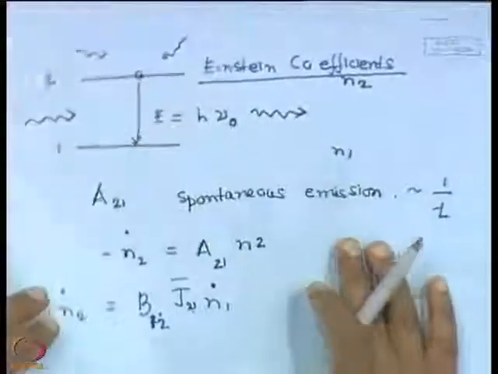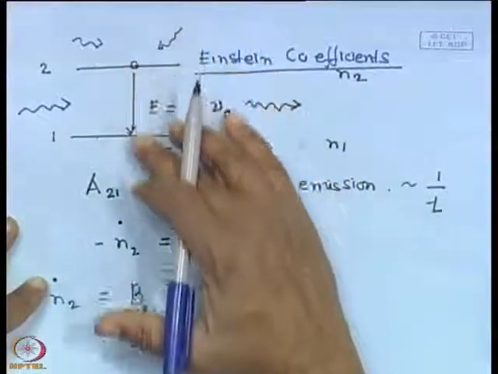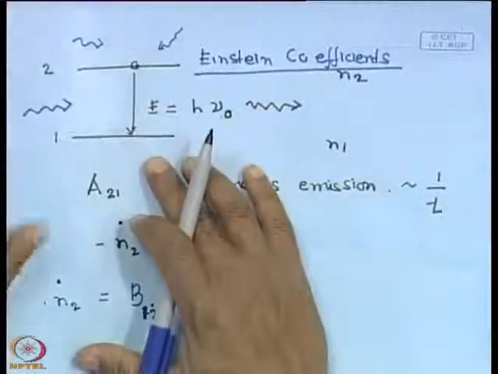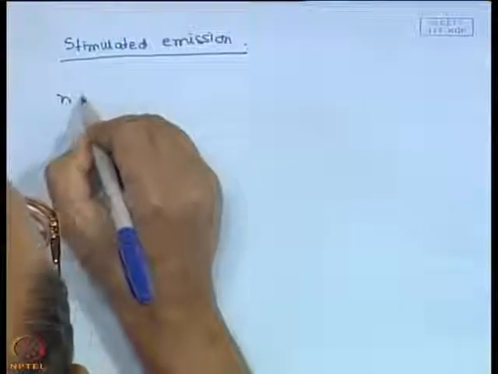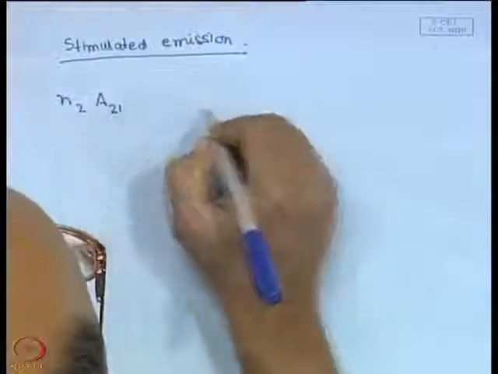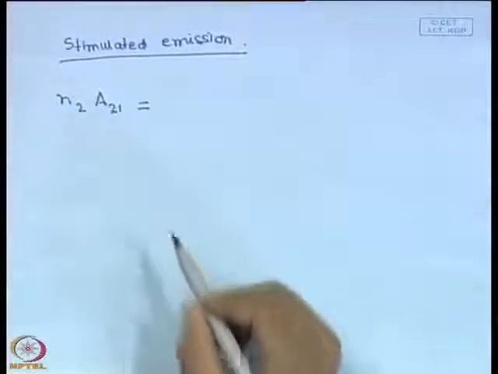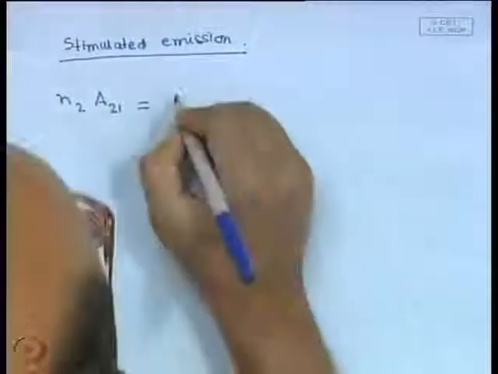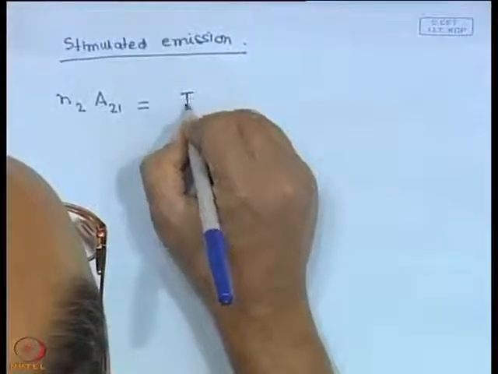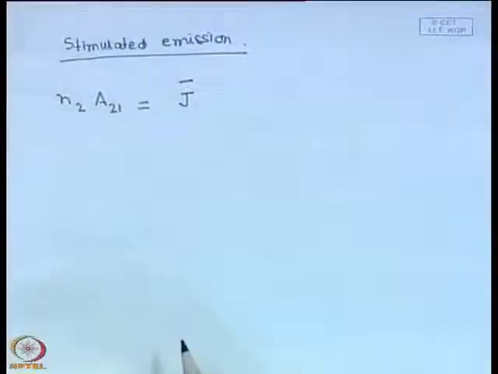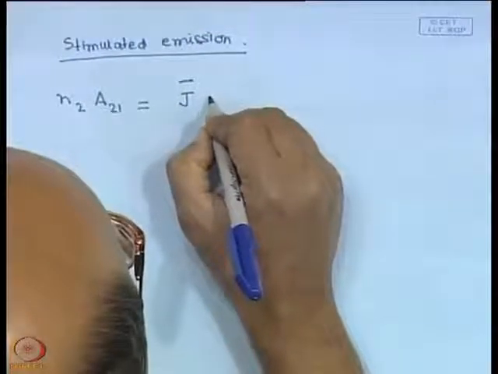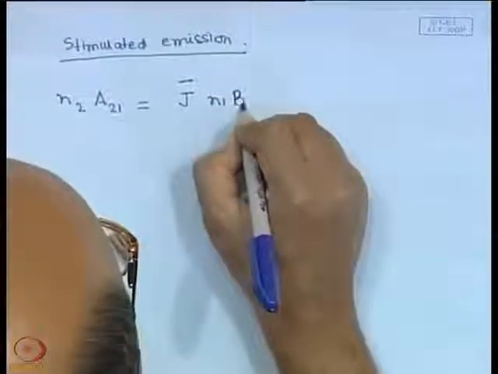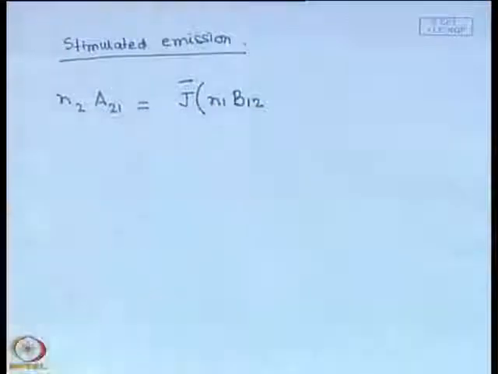So, now if you take into account stimulated emission as well, in the absence of any radiation whatsoever, the rate at which the de-excitation occurs, that is the spontaneous emission, is N2 A21. And in the presence of external radiation it can cause the transition from the ground state to the excited state, and that is given by J bar, the average brightness, into N1 B12, that is the rate at which you have the excitations.